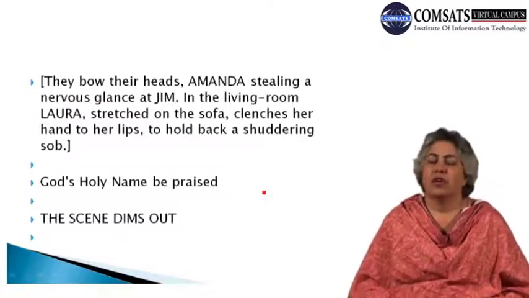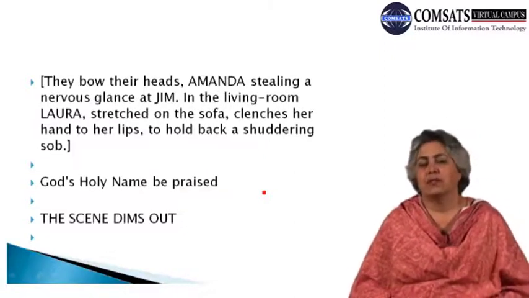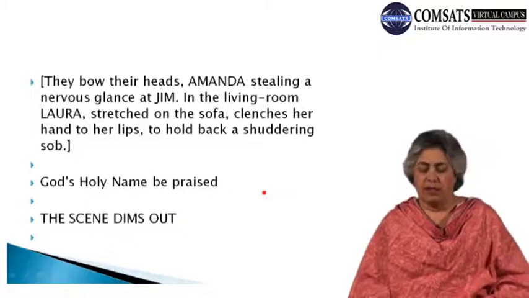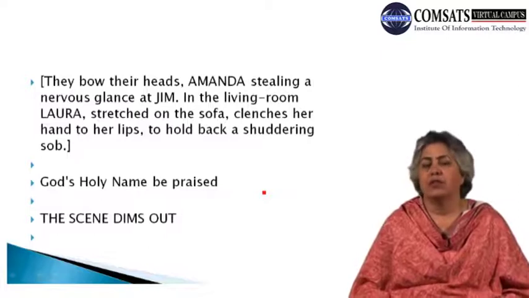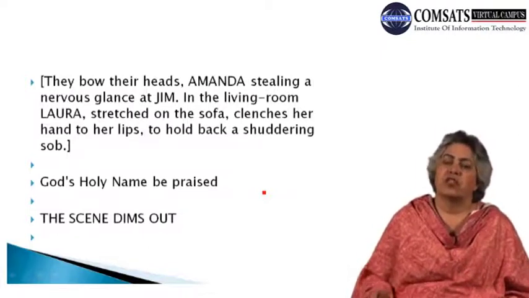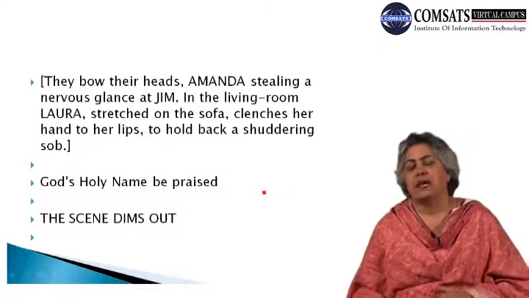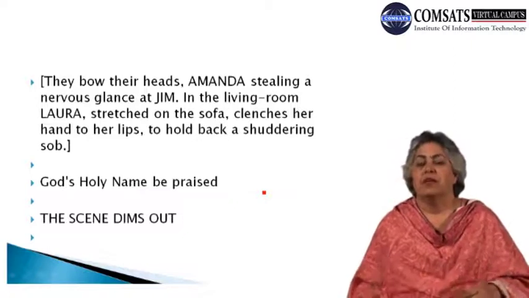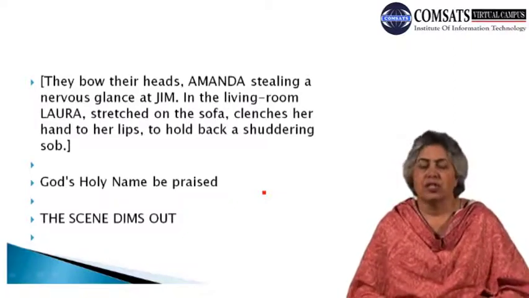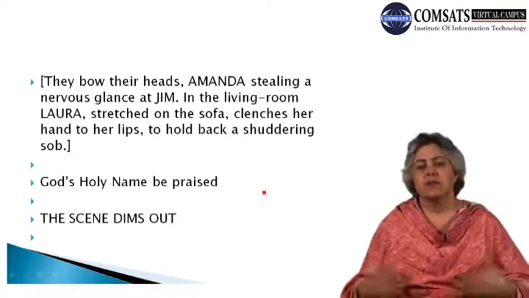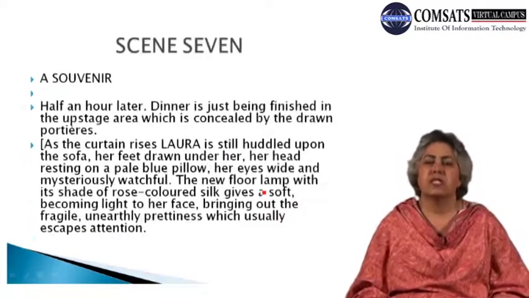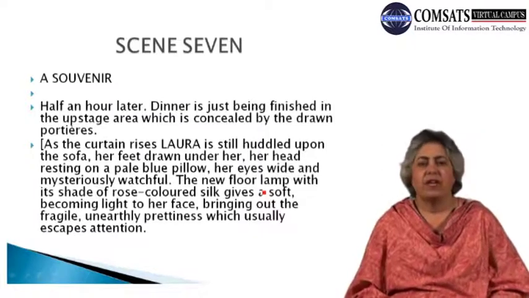Meanwhile, in the living room, Laura is stretched out. She is lying on the sofa, and her tension knows no bounds because she has been able to avoid him at the dinner table. But how long can she go on doing that? With this, the scene dims out and we go on to scene 7, which is half an hour later.